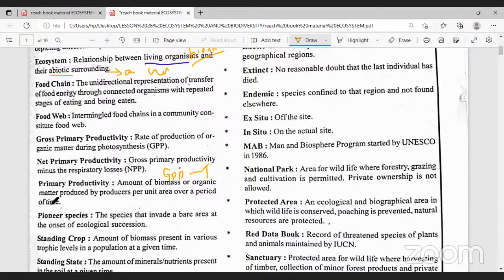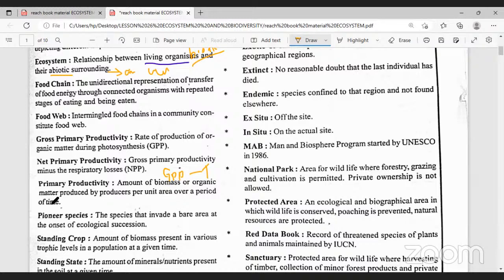Okay. How much sugar cane is produced in 1 acre, which is the area, over 3 months? How much sugar cane will be produced? That is called primary productivity.